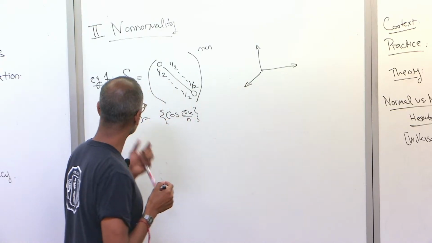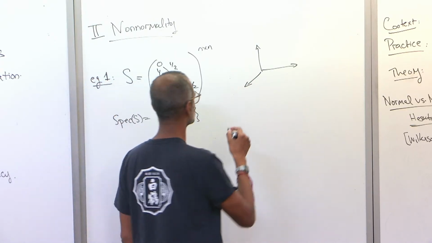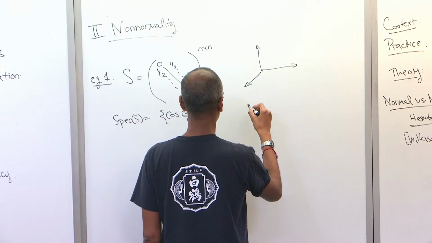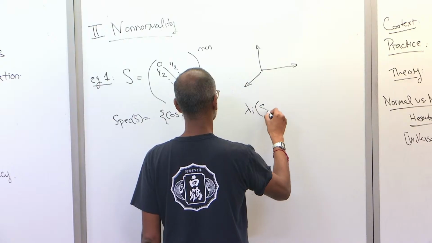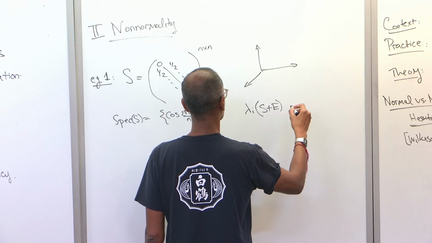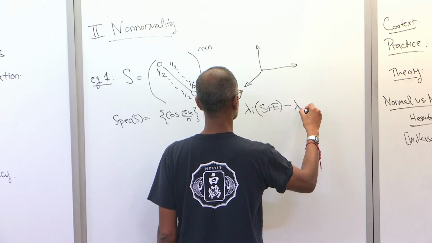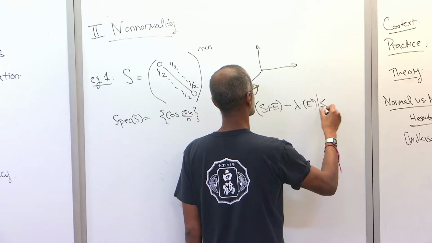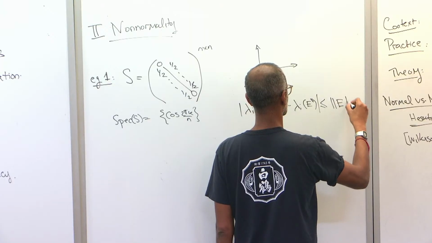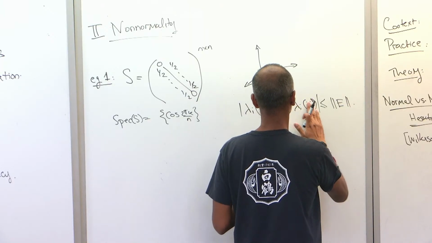And this has a very nice perturbation theory, as many of you probably know. If you look at one of the eigenvalues, they're all simple eigenvalues, and you perturb this matrix by some E, you get that the change in the eigenvalue is bounded by the norm of E. Excuse me? S, yeah, sorry.